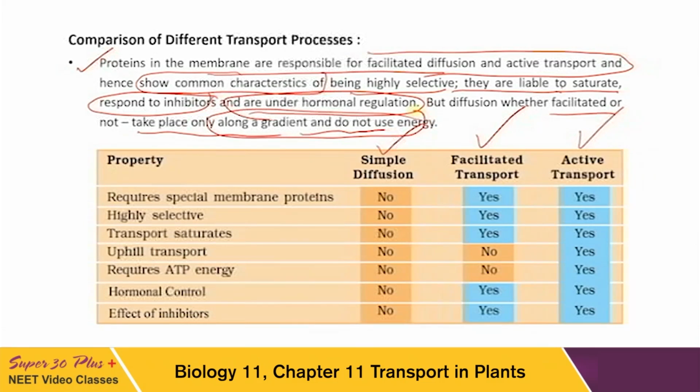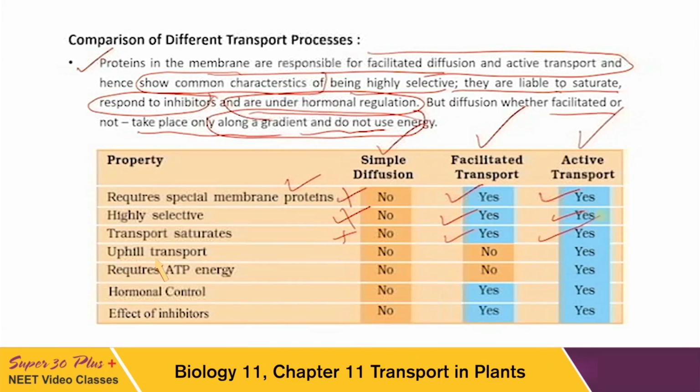So we can compare in a tabulated form. Does simple diffusion require a specific membrane? No, the membrane is not required. It may or may not be there. But in facilitated and active transport the membrane is required, because the membrane has protein. The membrane requirement: this is no, this is yes and yes. Highly selective: this is not highly selective, but this is yes and yes. Transport saturation: no transport saturation here, because the proteins are involved in the others. That's why they will get saturated.